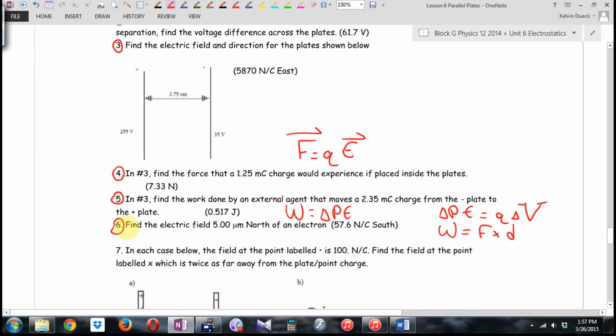What's number 6 want me to find? Electric field. Between plates or from a round circular charge? Well, it says from an what? Electron. You know what? That's a round circular charge. Use the electric field equation with an R for radius for round circular charge. Don't use voltage over distance. It's not going to work.